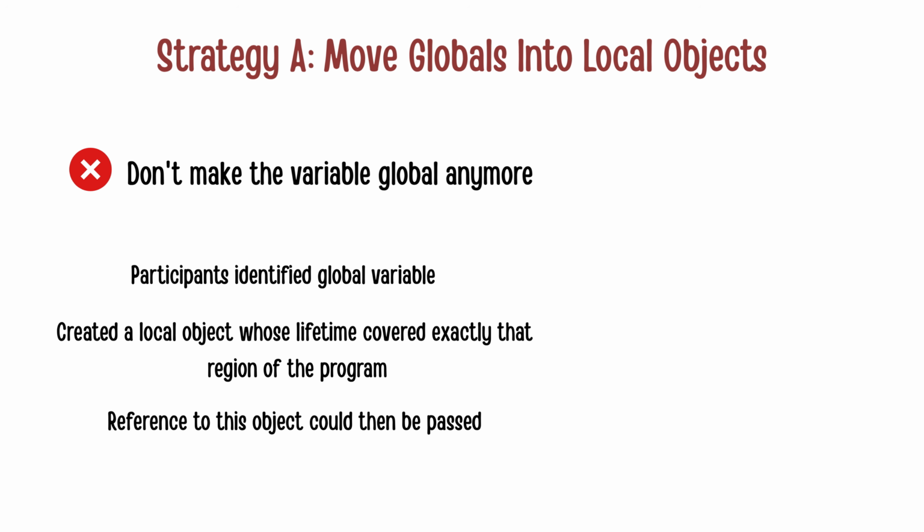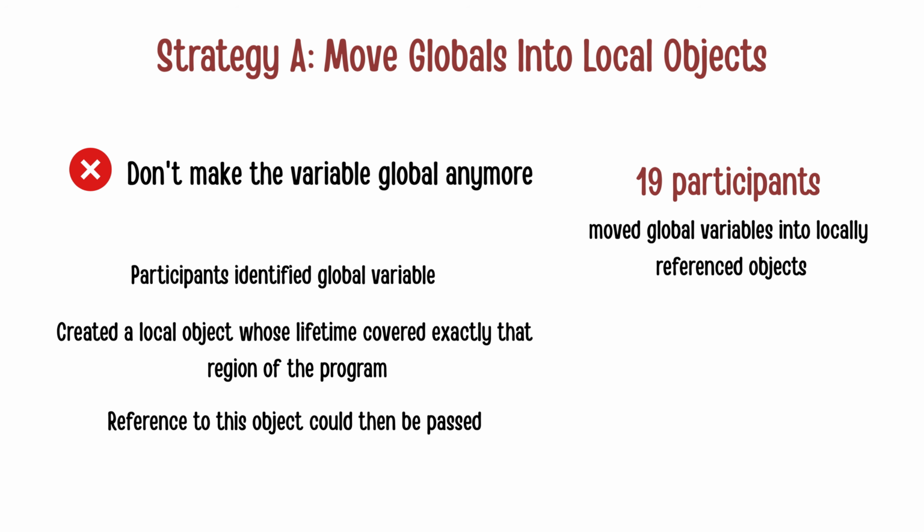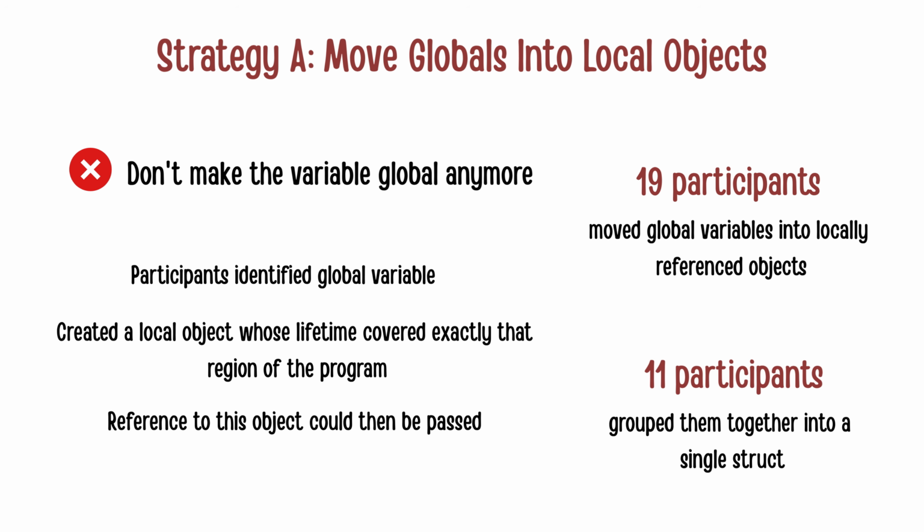This has an important advantage. The object's lifetime becomes much more controlled. 19 participants moved global variables into locally referenced objects. And when there were multiple global variables, 11 participants grouped them together into a single struct. This is also a performance optimization. Instead of passing references to many different objects through the program, the functions can receive a single reference to the struct containing all of them. Sometimes moving a global into local state isn't practical.